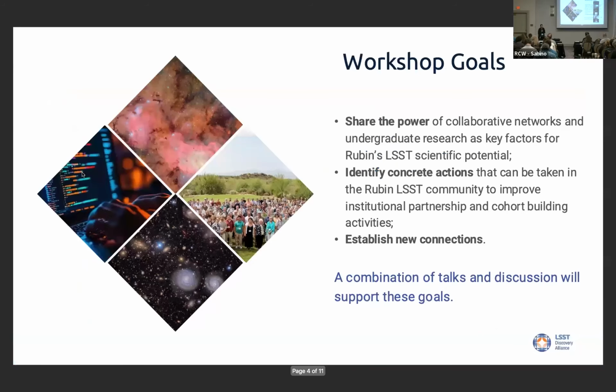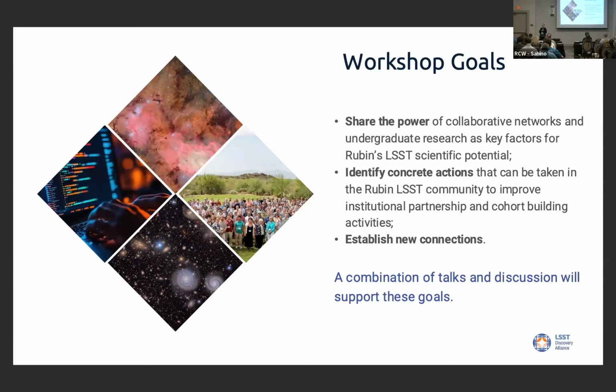Okay, so the workshop goals here, and I got to this a little bit already for those of you who were able to see the plenary session this morning, are to share the power of collaborative networks and undergrad research as key factors for Rubin's ultimate scientific potential. A lot of us in this room, again, like-minded community, we love what we're doing. It makes us feel inspired. It helps our own individual research programs. It also is going to impact the overall scientific output of this extraordinary survey.